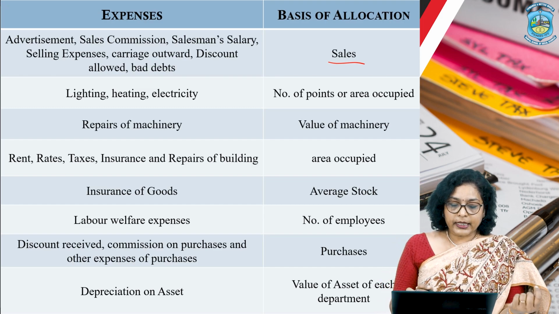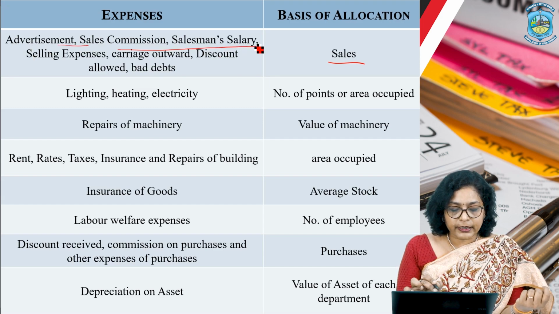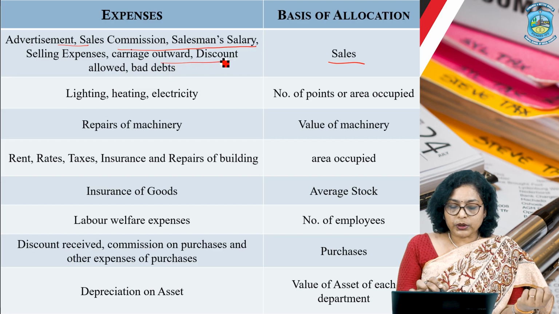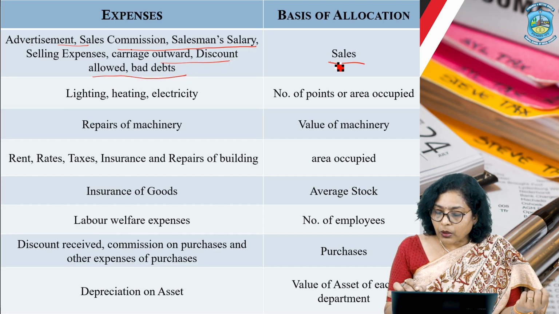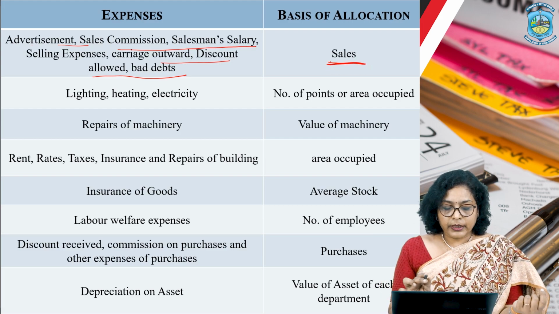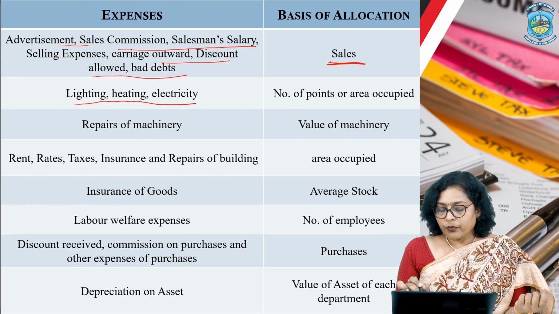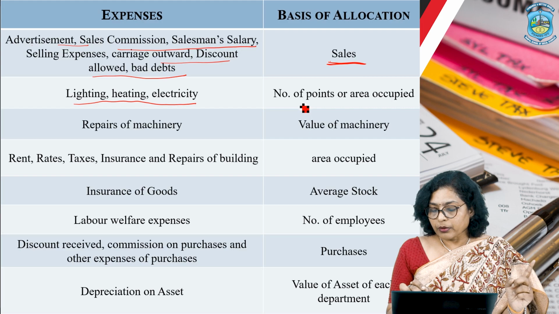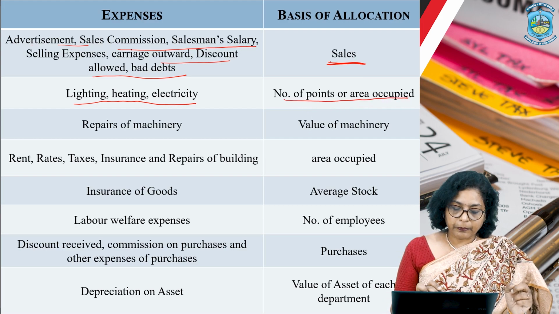See, the first is selling and distribution expenses, where advertisement, salesman commission, salesman salary, carriage outward, discount allowed, bad debts are given to you, and this will be based on the sales of the individual department. Then second is lighting, heating and electricity. It will be based on the number of points or area occupied by each department.